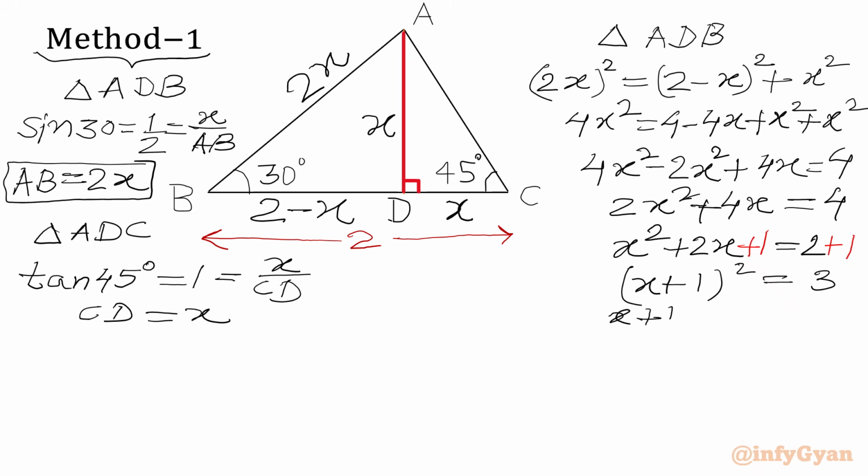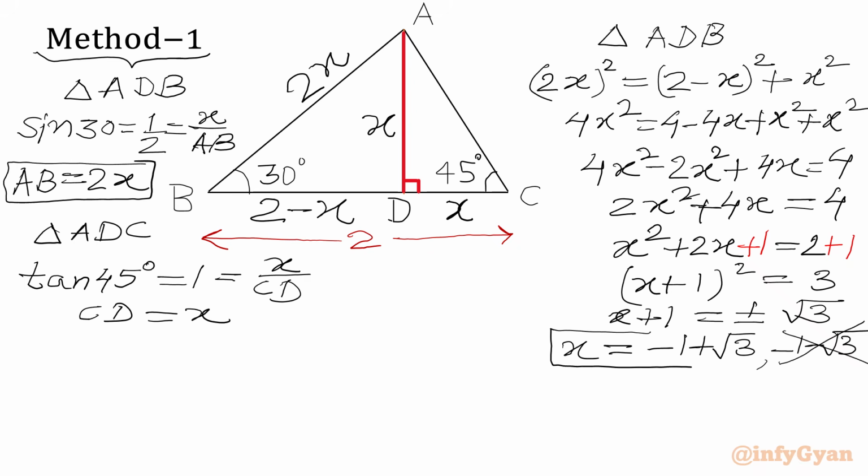We will get x plus 1 equal to plus or minus square root 3. Or we will write x will be equal to minus 1 plus square root 3, or minus 1 minus square root 3. Side length cannot be negative. So we will reject minus 1 minus square root 3. So x will be equal to root 3 minus 1, or minus 1 plus root 3.